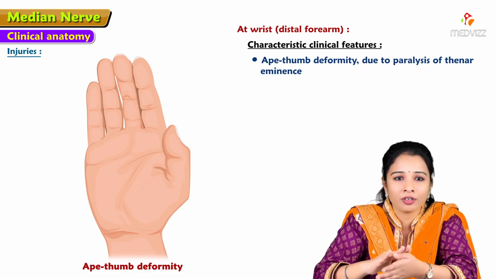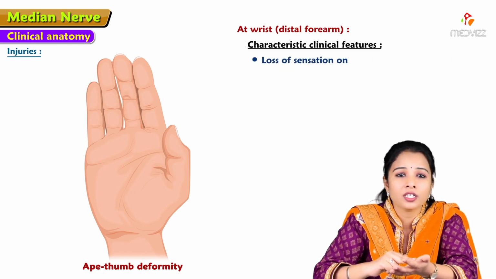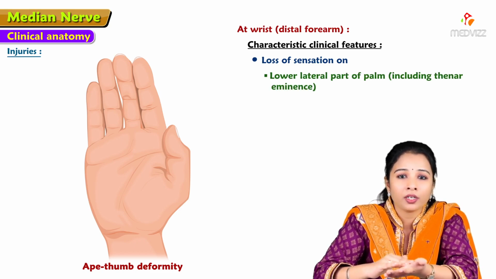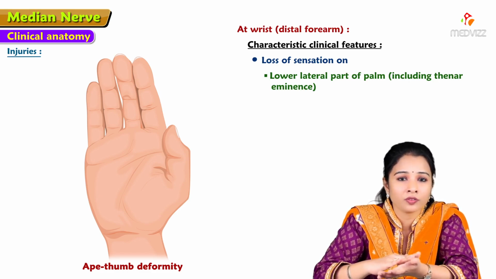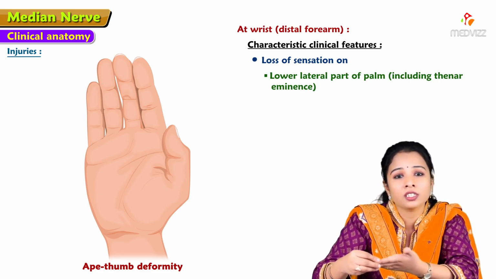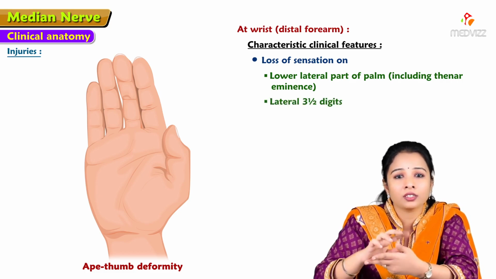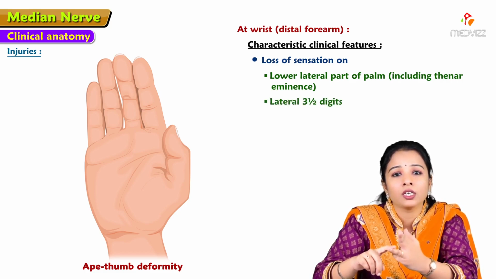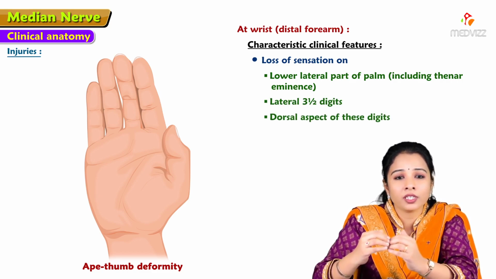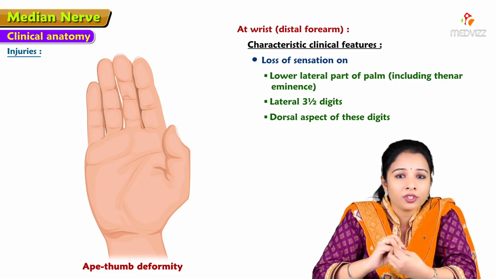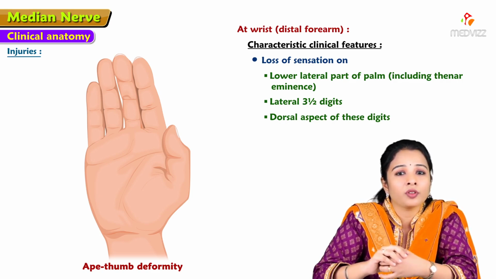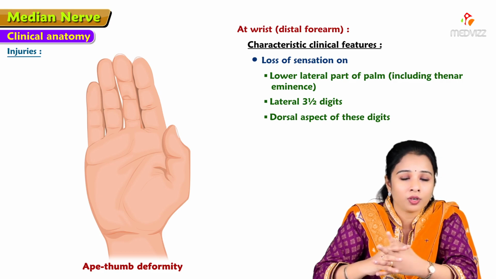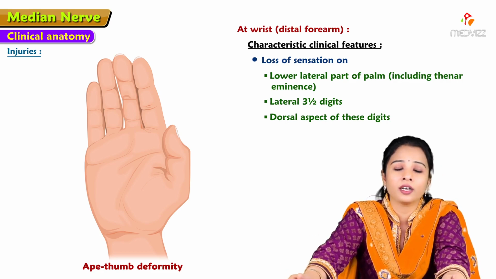We already knew that there will be hand of benediction deformity, and loss of sensation at the lower lateral part of the palm. So in the lower lateral part of the palm, including the thenar eminence, there will be loss of sensation, and there will be loss of sensation for the lateral 3.5 fingers. So 1, 2, 3 and half of this, including the dorsal aspect of the nail beds. This part is also included. So these are the characteristic features which we found in hand of benediction deformity, or the compression of the median nerve distal to the forearm, that is just about to the flexor retinaculum.